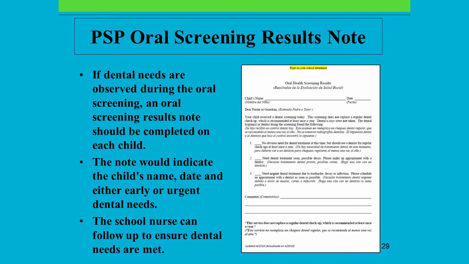An oral screening results note should be completed by the oral screener after the screening is completed for each child with unmet dental needs. The note would indicate the child's name, date, and either early or urgent dental needs. The school nurse can make a copy of the note and send the original home with the child to inform the parents. The school nurse can follow up to ensure dental needs are met.